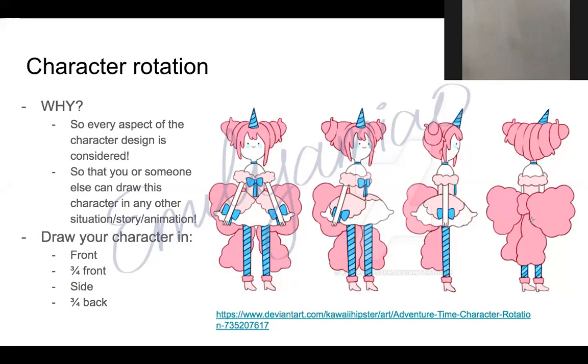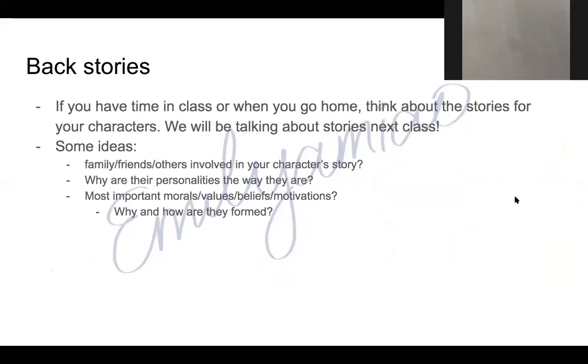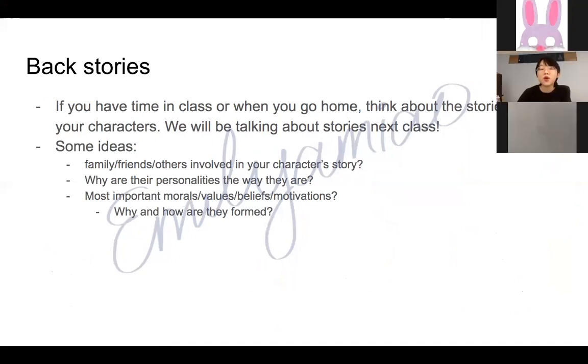So I already told you guys to think of a dominant personality trait for your character. And then right now, you can also think a little bit more about your character's personality. Think a little bit about their background, of why their personality turned out to be the way they are, right? Family, friends, others involved in your character's story. What are their personalities? Why are their personalities like the way they are? What shaped them? What shaped their personalities? What shaped their traits? And then what are some of their most valuable, important morals, values, beliefs, and motivations?